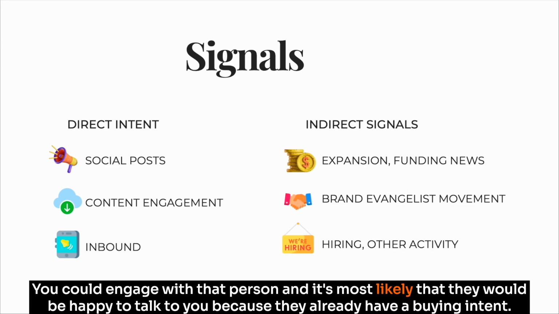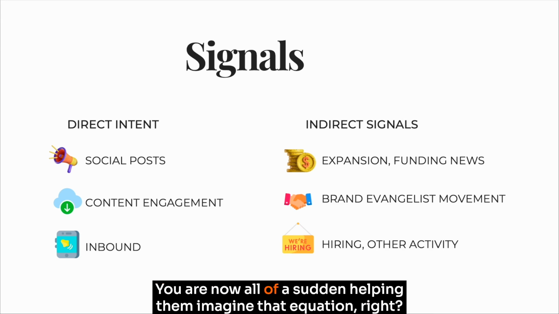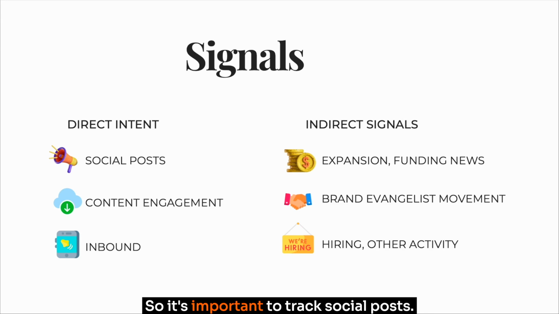And it's most likely that they would be happy to talk to you because they already have a buying intent. So you're helping them in that process. You're not a salesperson bothering them. You're now all of a sudden helping them. Imagine that equation, right? So it's important to track social posts.